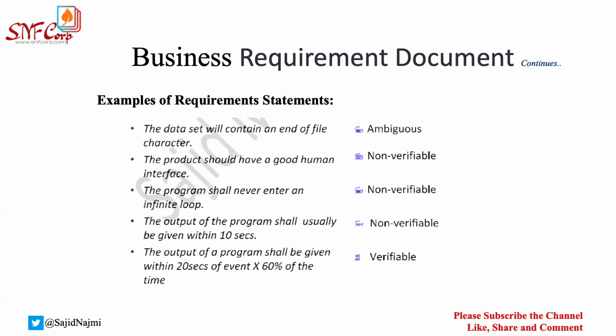Now, what is a good example? The last one: the output of a program shall be given within 20 seconds of the event 60% of the time. That's good. 60% of the time, the requirement should be delivered within 20 seconds. That's fine. Good example. So as a BA, we should avoid writing these kinds of sentences in our requirements.